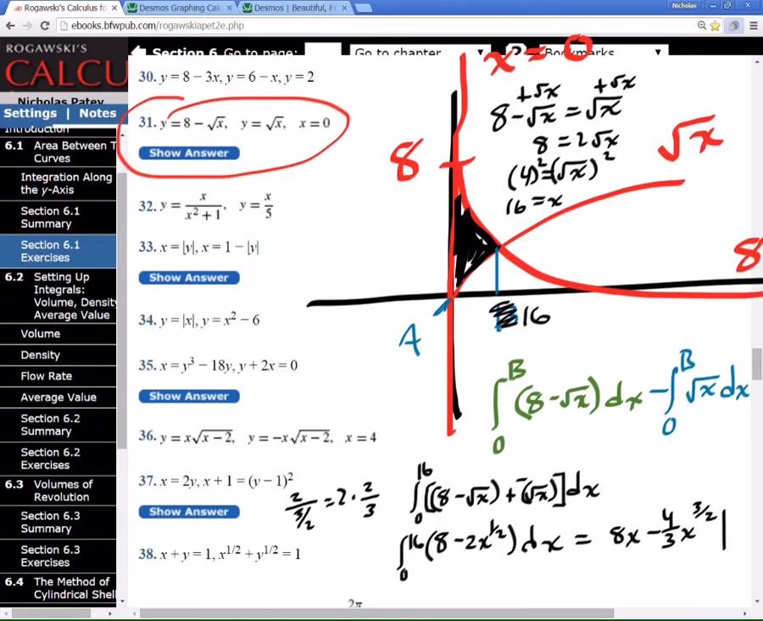And then I'm going to take the integral from 0 to 16. When I plug 16 in first, I'm going to get 8 times 16, and I'm going to subtract from that 4/3 times 16 raised to the 3/2 power. And then I'm supposed to subtract with the 0 in, but when I plug 0 into this, everything goes away, so I don't need it.